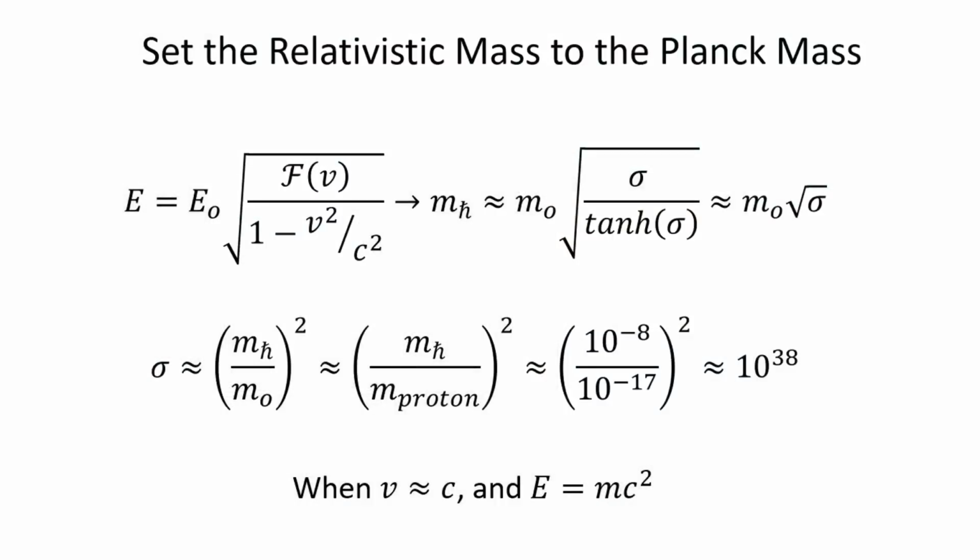So let's set the relativistic mass equal to the Planck mass, and we're going to divide that by the mass of a proton. So we're going to assume that our test particle, the proper mass is the mass of a proton, and we can see that in this approximation that the temporal coefficient must be 10 to the 38th, which is a dimensionless value. Now, I've just barely touched on how the metric is used in special relativity.